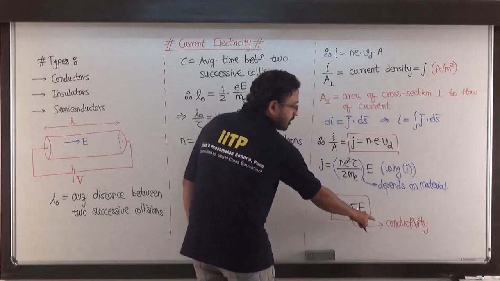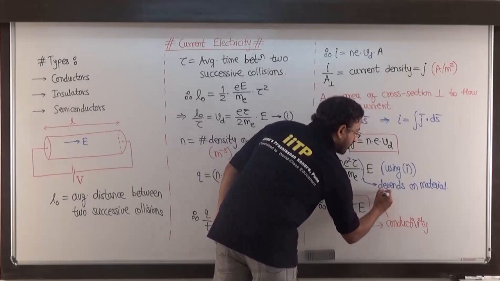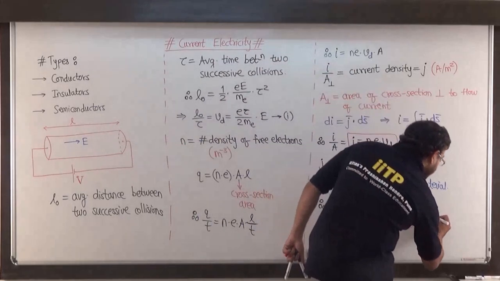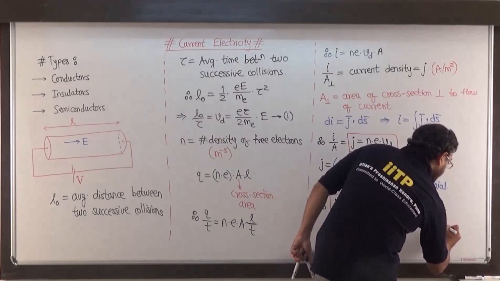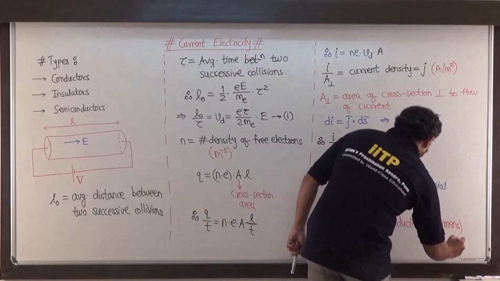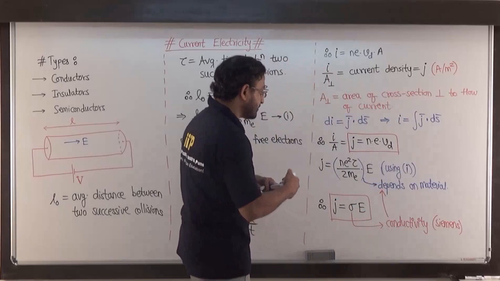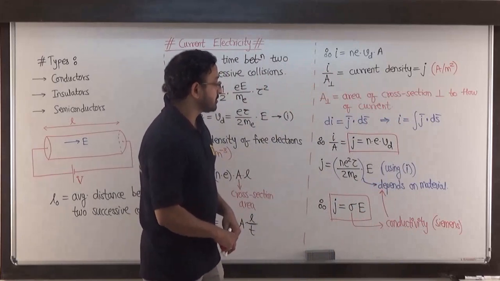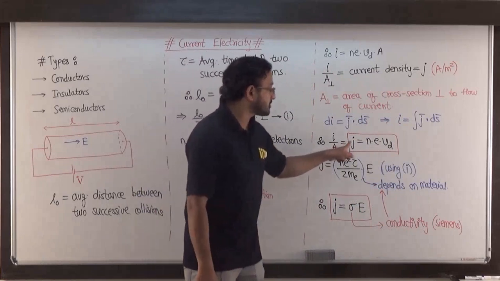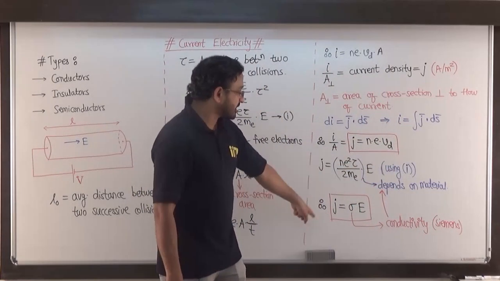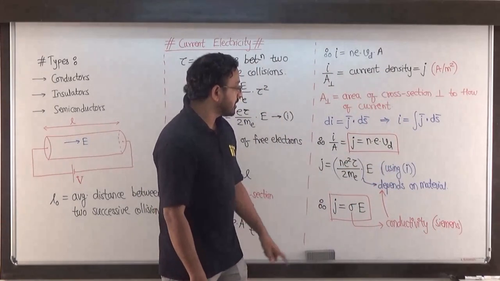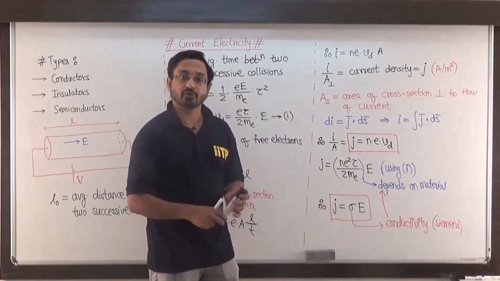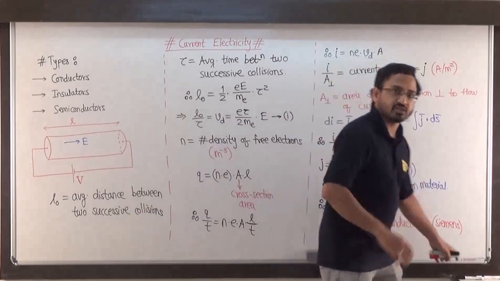As we saw, conductivity is a property of the material. The SI unit of conductivity is Siemens. And this equation, J equal to sigma E, is the second fundamental equation of current electricity. The first one was J equal to nevd. The second one is J equal to sigma E, where sigma stands for the conductivity of the material. That's it. We'll stop.